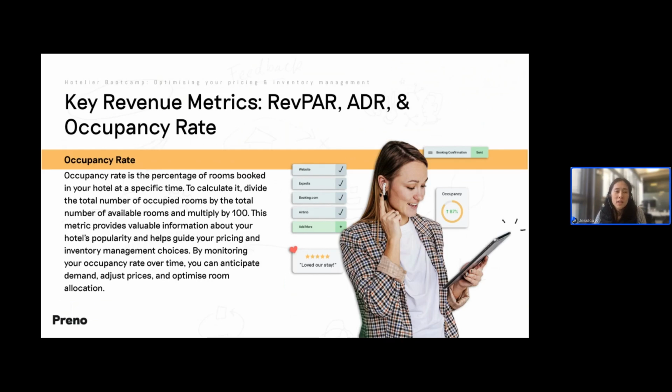This metric provides you really valuable information about your hotel's popularity, and this will guide your pricing and inventory management choices. And obviously by monitoring this particular metric over time, you can anticipate the demand, adjust the prices, and optimize your room allocation. All these metrics are in Preno, and the occupancy rate is easily visible from the homepage on the grid.